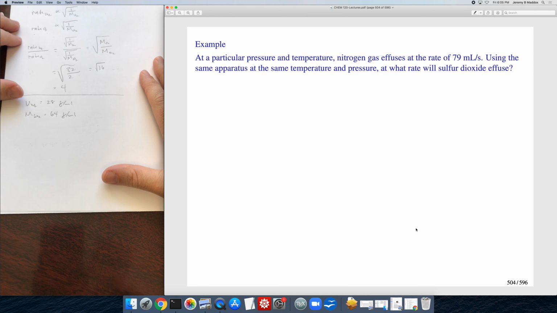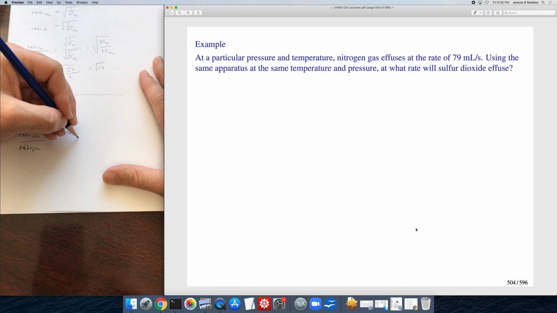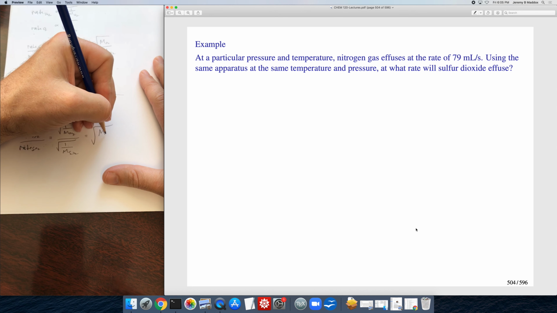Okay, so here's how we use this. The rate of N2 is known to us, so we know that number. And then the rate of SO2 is what we want to calculate. The rate of N2 is proportional to 1 over the square root of the molar mass of N2, and the rate of SO2 is proportional to 1 over the square root of the molar mass of SO2. And again, we can simplify that like so.